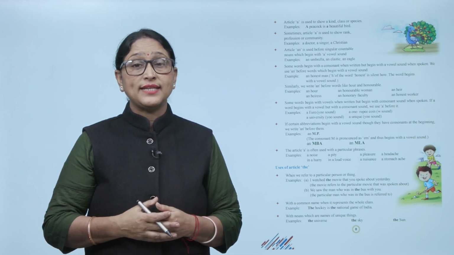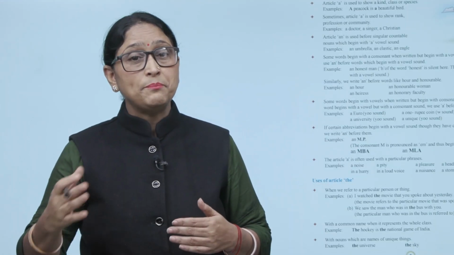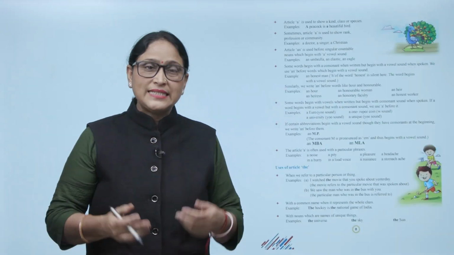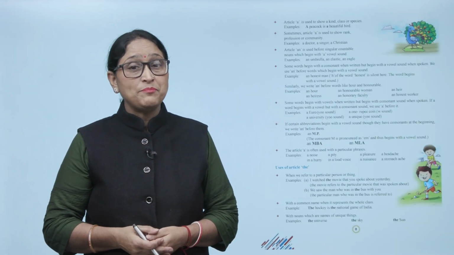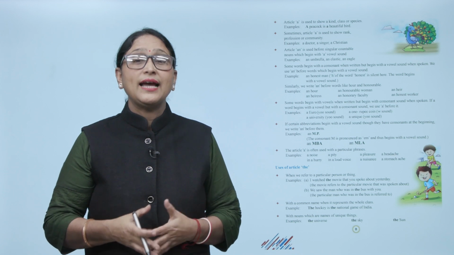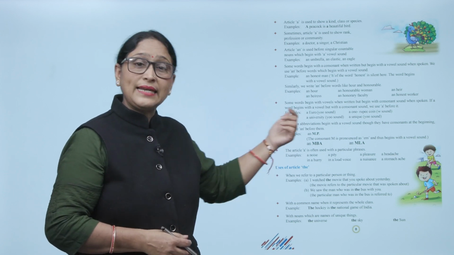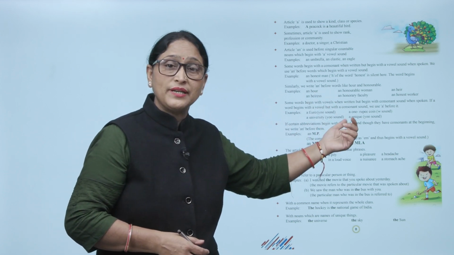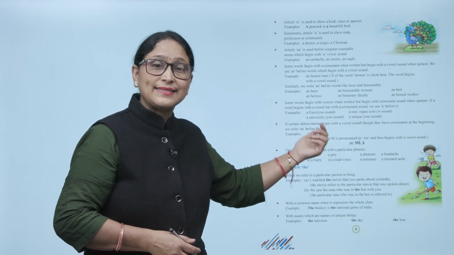Example: an honest man. H of the word honest is silent here. The word begins with a vowel sound. Similarly, we write an before words like hour and honorable. Examples: an hour, an honorable woman, an heir, an heiress, an honorary faculty, an honest worker.